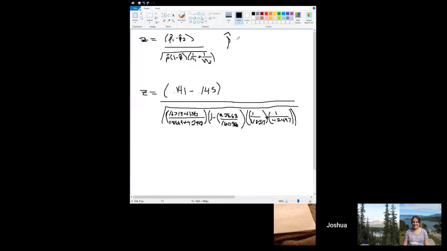Yeah, so the p with the caret on top is going to equal x1 plus x2 all over n1 plus n2.